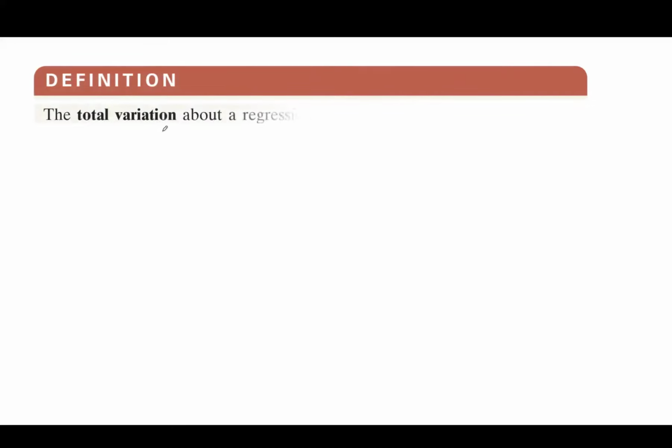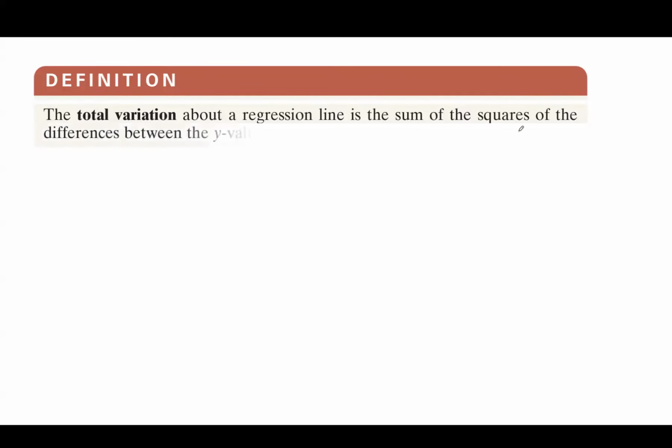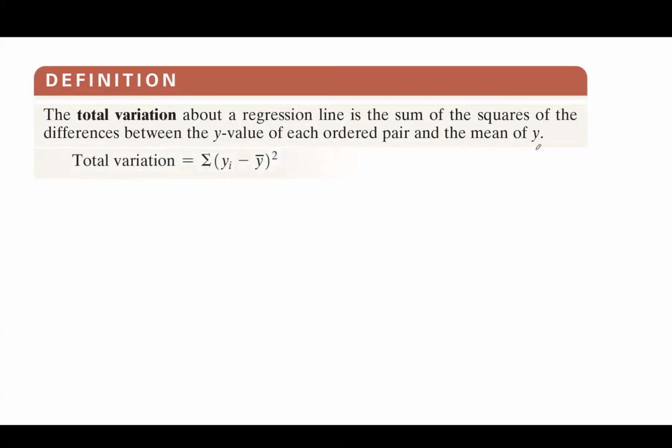The total variation about a regression line is the sum of the squares of the differences between the y value of each ordered pair and the mean of y. So for total variation, you're going to add all of these deviations that are raised to the second power.